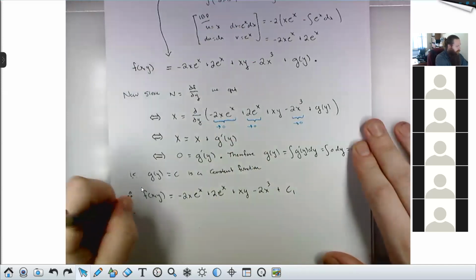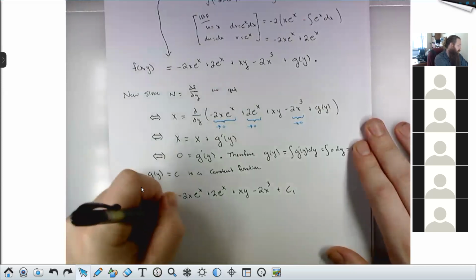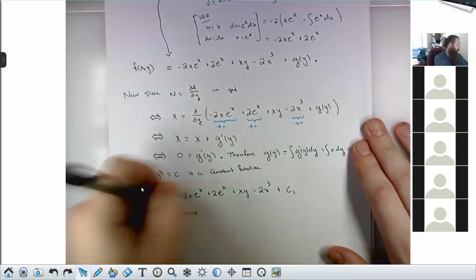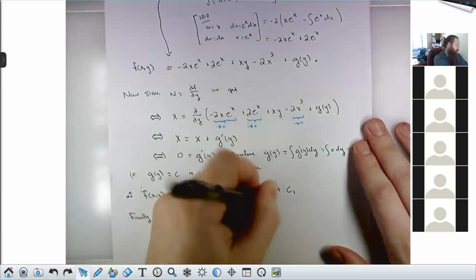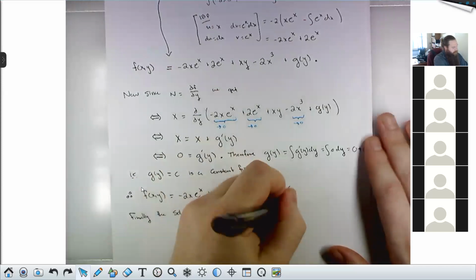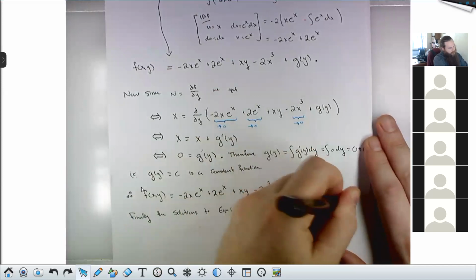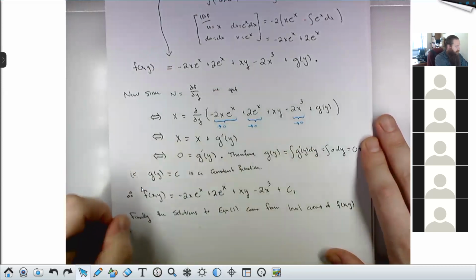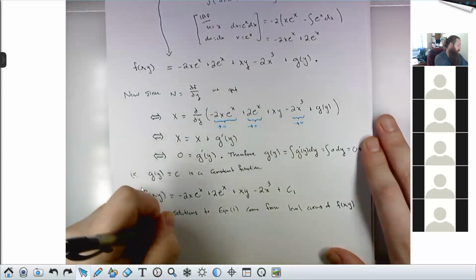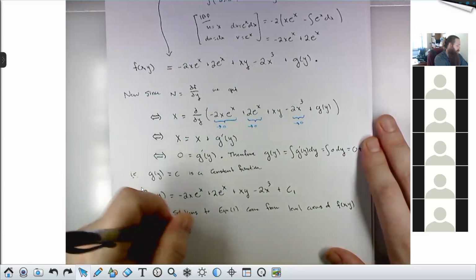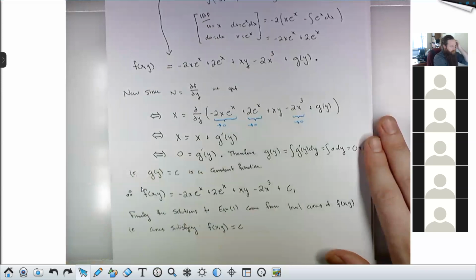So finally, solutions to equation 1 come from level curves of f of xy, i.e. curves satisfying f xy equals c for some other constant c.